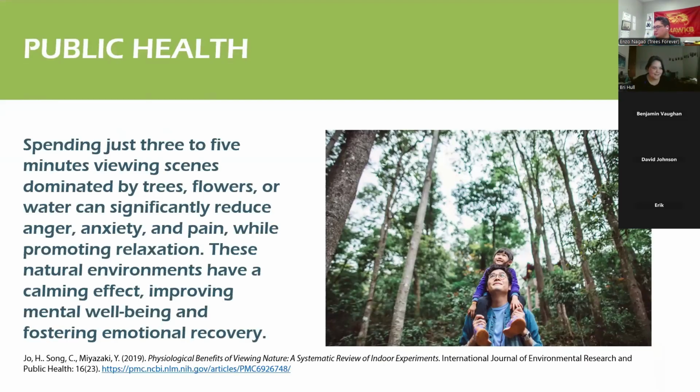As for public health, I would highly recommend you read this article, published in the International Journal of Environmental Research and Public Health. I don't know the authors' first names. It talks about the physiological benefits of viewing nature. They found that just spending 3 to 5 minutes viewing scenes dominated by nature, so trees, flowers, water, can significantly reduce anxiety, anger, and pain and promote relaxation. They have a natural calming effect and improve mental well-being and help emotional recovery.